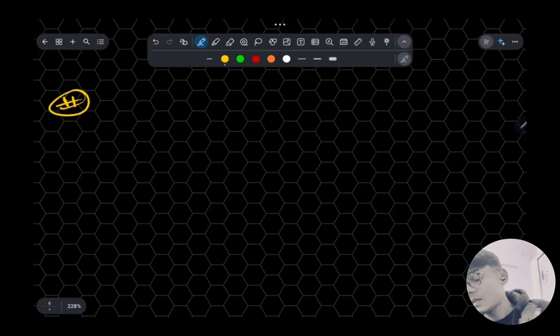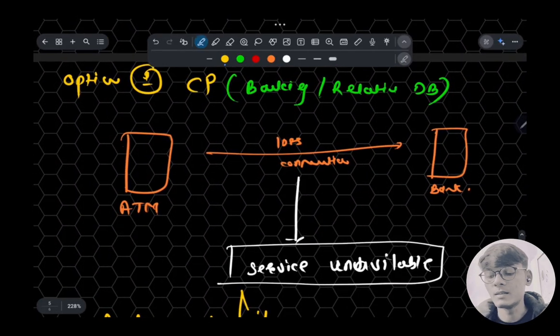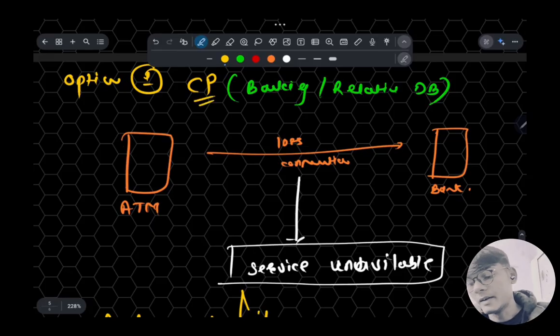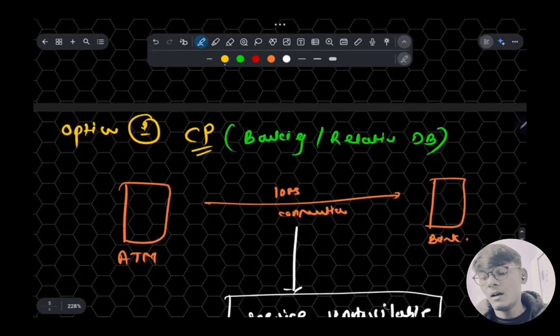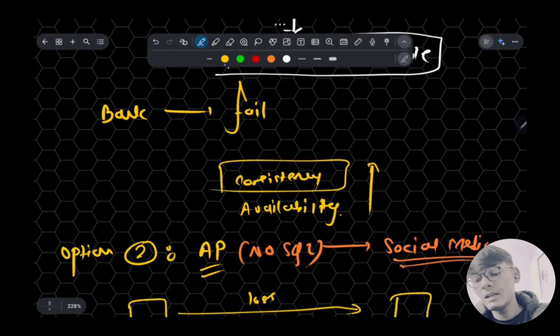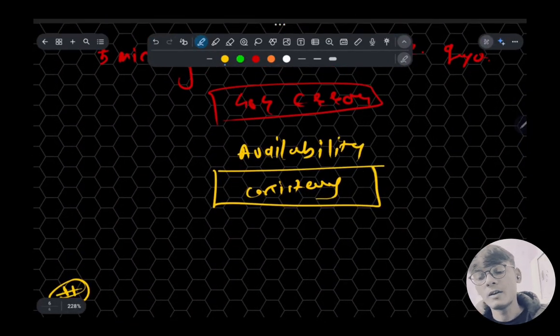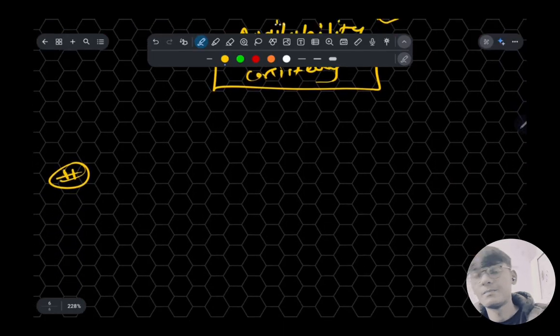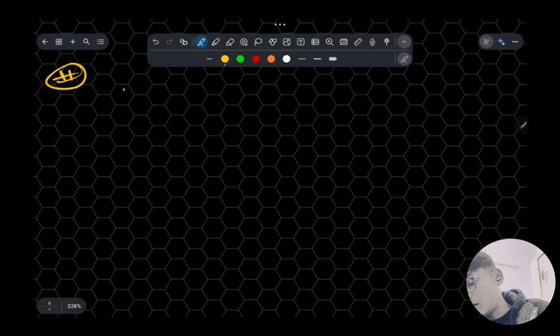So we saw the two options. First is CP, which is consistency and partition tolerance, and another is AP, availability and partition tolerance. In CP, we give priority to consistency, and in AP we give priority to availability. This is why we have different databases.